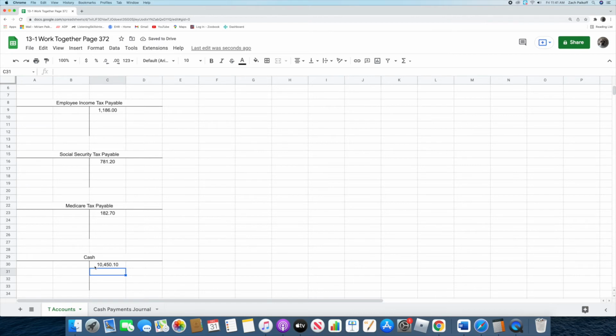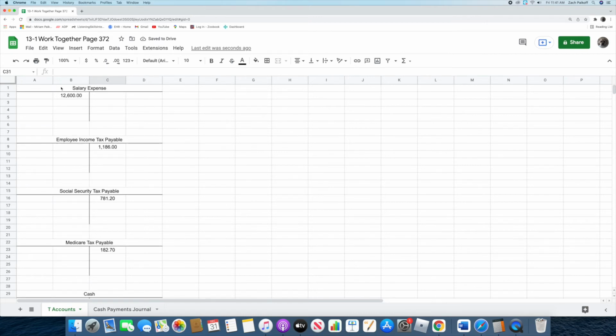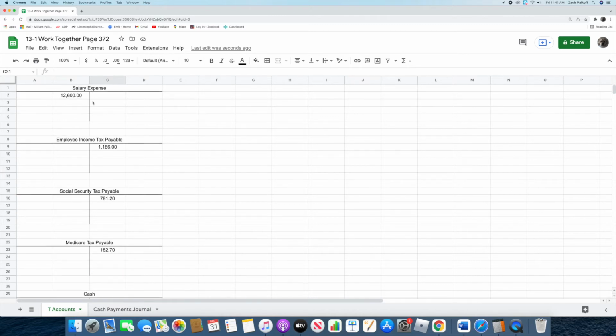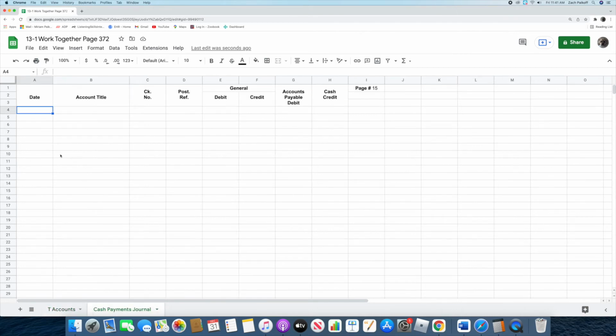These four numbers, when added together, should equal 12,600. In other words, these four credits, when added together, should equal this one debit. Now that the T accounts have been filled out, we are ready to fill out the cash payments journal and journalize the payment of a payroll. So if we come over to the cash payments journal, we're going to write the date, which is July 15th of the current year, which is 2021, in the date column.